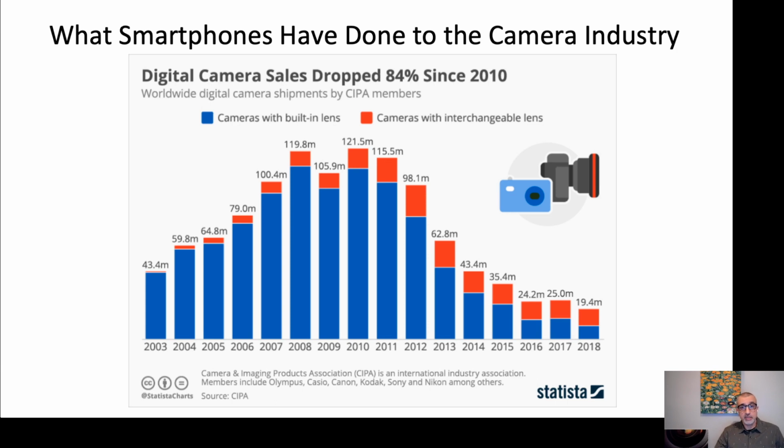Okay, so I mentioned a little bit about the camera industry being very negatively impacted by this. And in fact, here's a picture where you can see that. The blue columns here indicate cameras built with built-in lenses, and the red is cameras with interchangeable lenses. Put them together, and these are cameras that are not phones. And if you look at the market, it sort of peaked around 2010 and collapsed. In fact, it has collapsed by about 85% since 2010.